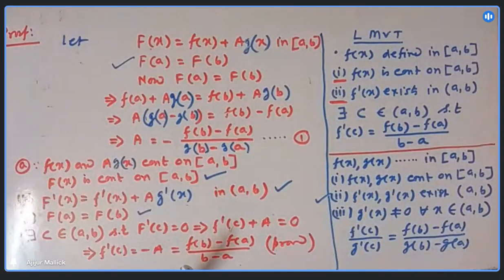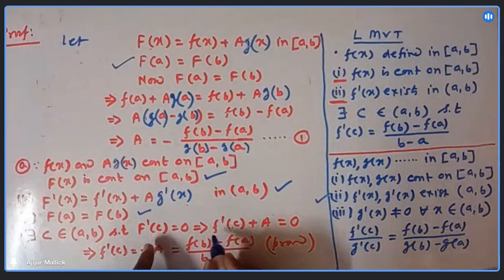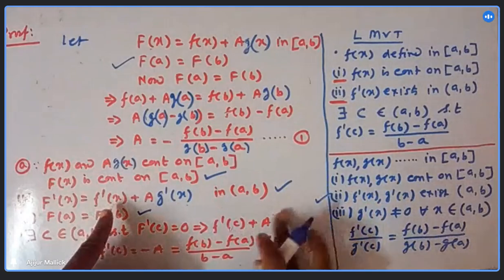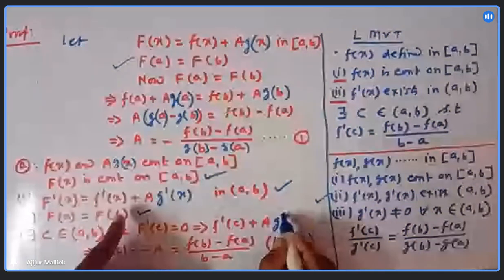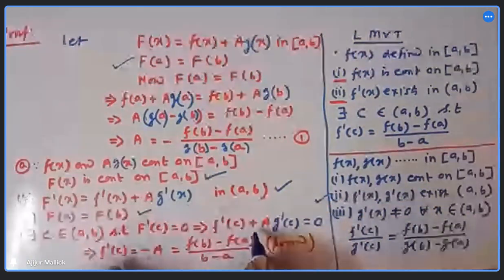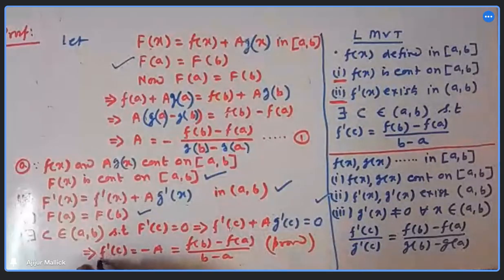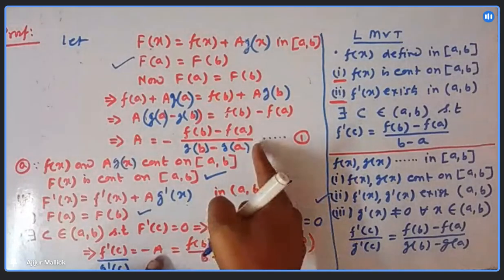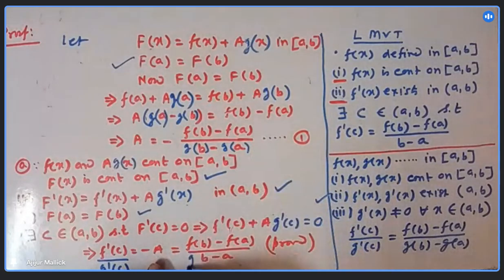So this will give you F dash C, that is small f dash C plus a into g dash C is equal to 0. So here we get f dash C divided by g dash C is equal to minus a, and value of a is equal to this. So I can put here g of b minus g of a.